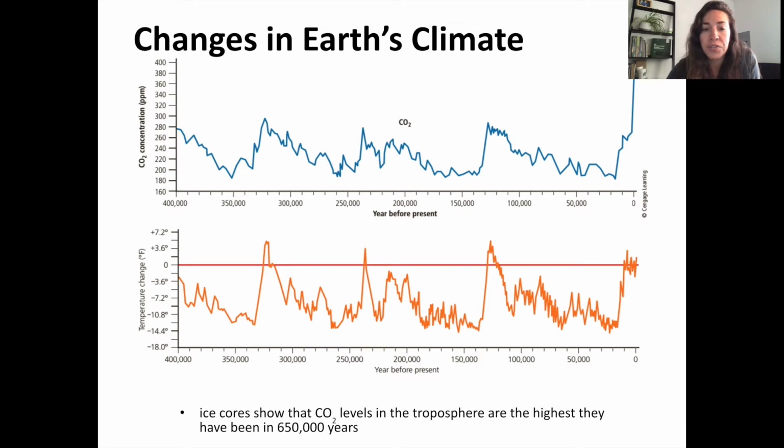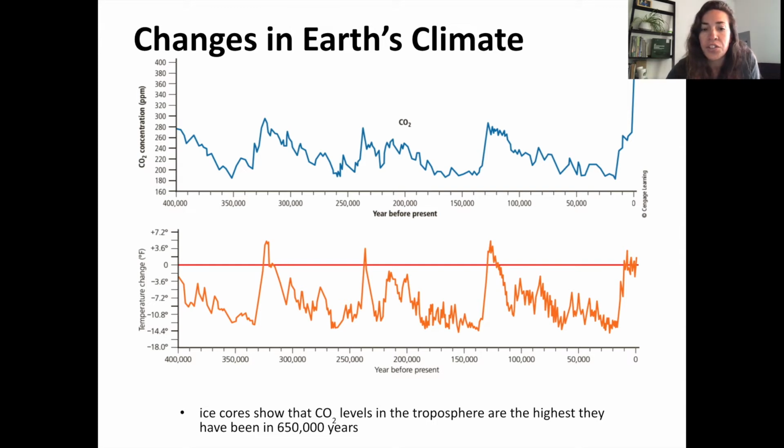And if you were to observe the data, you can see a strong correlation between changes in CO2 concentration and temperature patterns. And there's some cyclical nature to this. We see some regularity in these periods, and we'll talk about what causes that in just a moment.